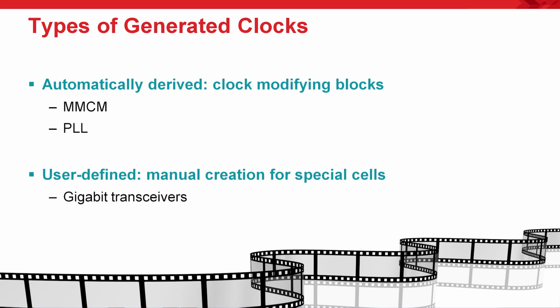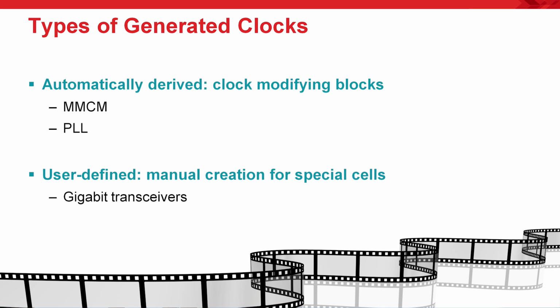Vivado automatically derives generated clocks from primary clocks and creates them on output ports of the clock modifying blocks. This is useful for complex clock generation using MMCMs and PLLs. The propagation delay and modification factors like phase shift, multiplication, and division are automatically derived and included in the generated clock constraint. A general guideline is to create primary clocks, then allow Vivado to automatically derive the generated clocks.